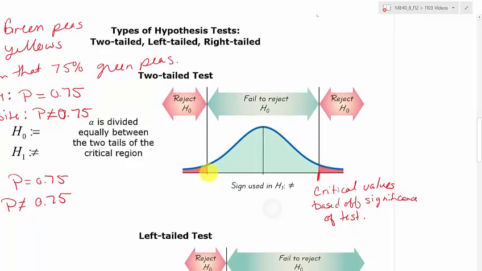And then, once you find these two critical values, you can calculate your test statistic and determine whether you're in the green area or the red area. You'll reject if you're in the red area, and you'll fail to reject if you're in the green area. This alpha is the level of significance of your test, and when you have a two-tailed test, this alpha gets divided evenly between the two tails. It's very similar to when we did the confidence intervals.